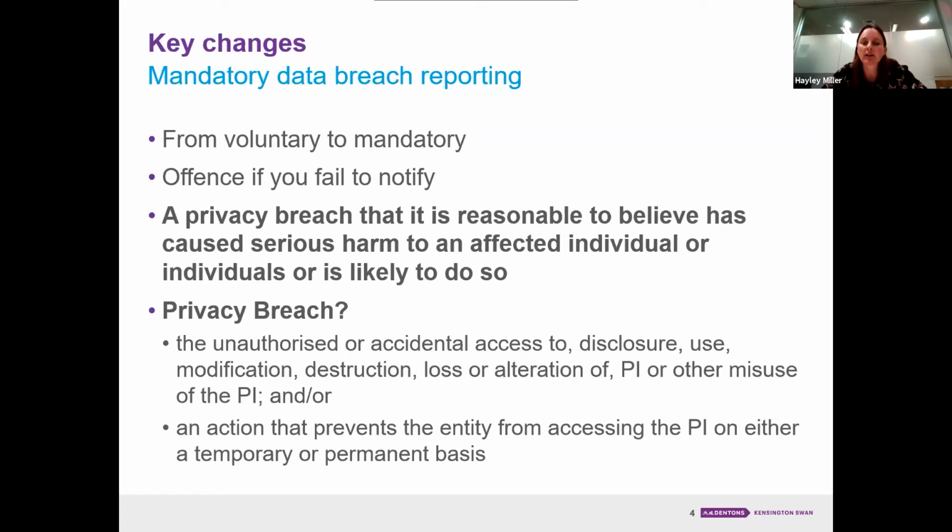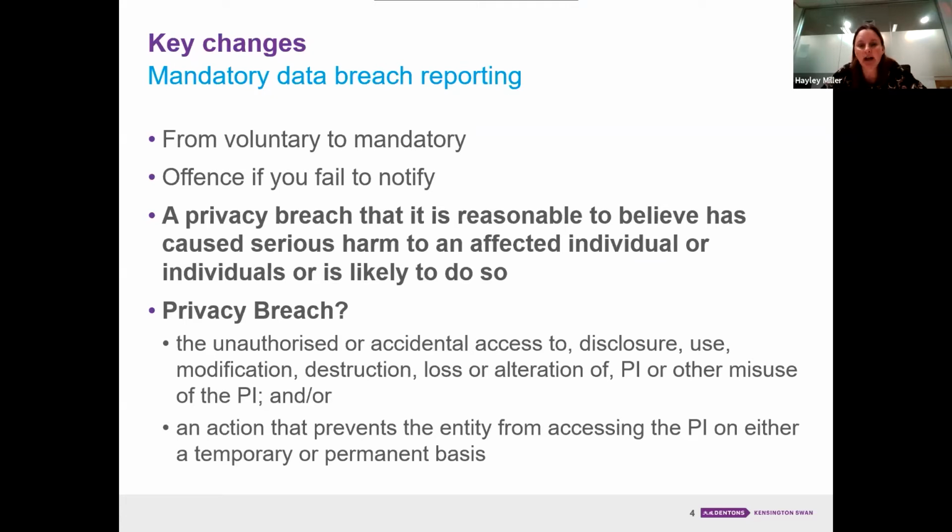But if there is harm and it is actual real harm, then you should be considering whether or not disclosure is appropriate. A privacy breach is now quite broad. So the first bullet there on the slide is very similar to what was in the previous act. So unauthorised or accidental access to, disclosure, use, modification, destruction, loss or alteration of personal information or other misuse. So again, nice and broad and very similar to the previous wording. And it's that wording that you have an obligation to keep secure as well.